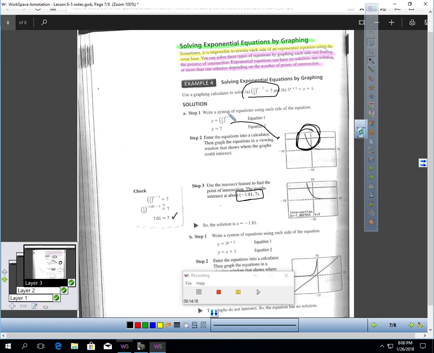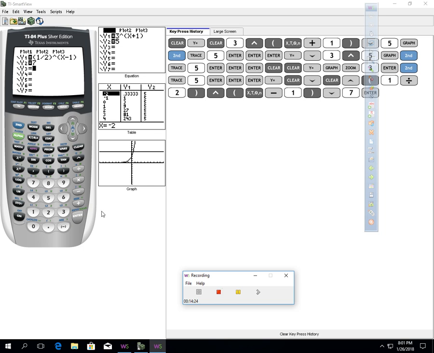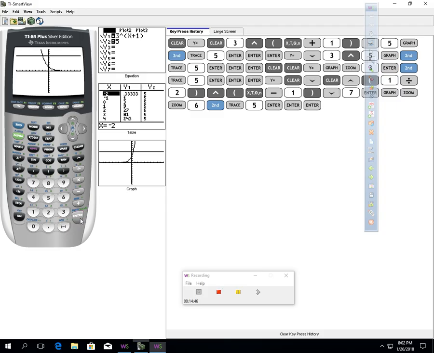We're going to type this in our calculator. Please type this in. Make sure you have what I have here. We have y equals 1/2 to the x minus 1 power and y equals 7. Then make sure you hit graph, and I'm getting the same picture we have in the book. And now the calc key, second, calc, option 5, and enter, enter, enter. And the answer is negative 1.81 for x.